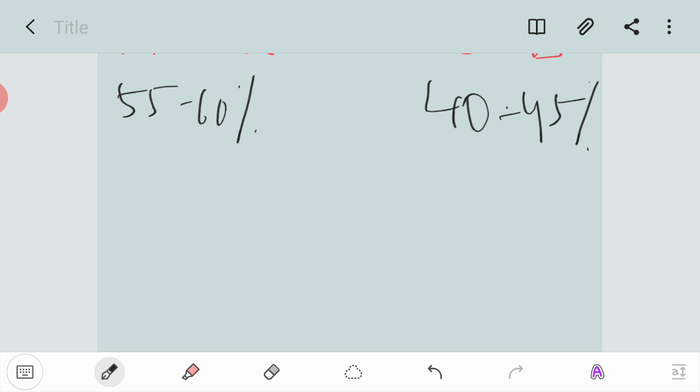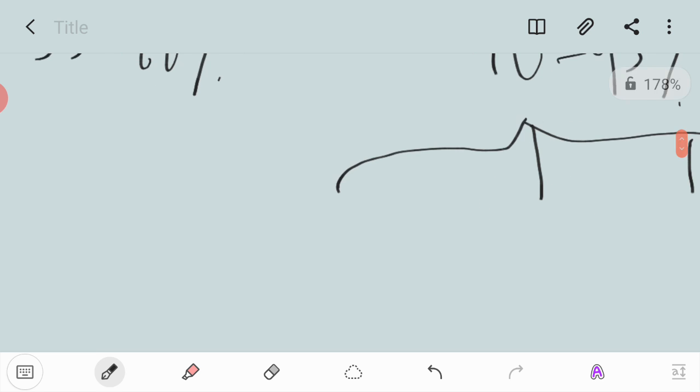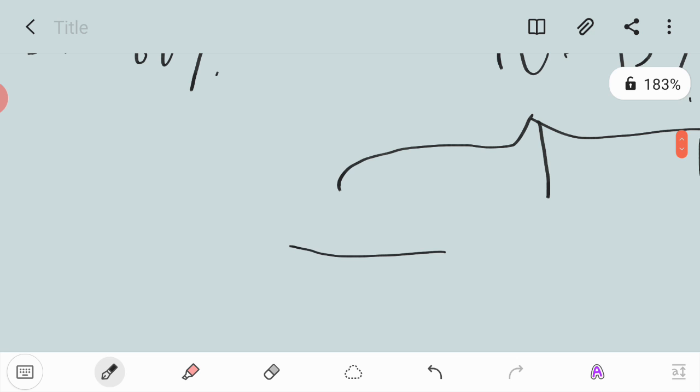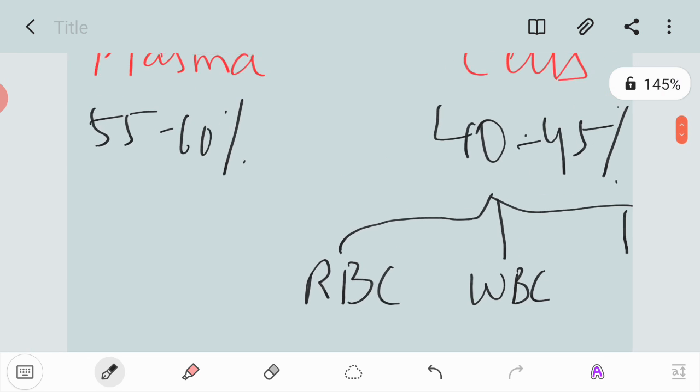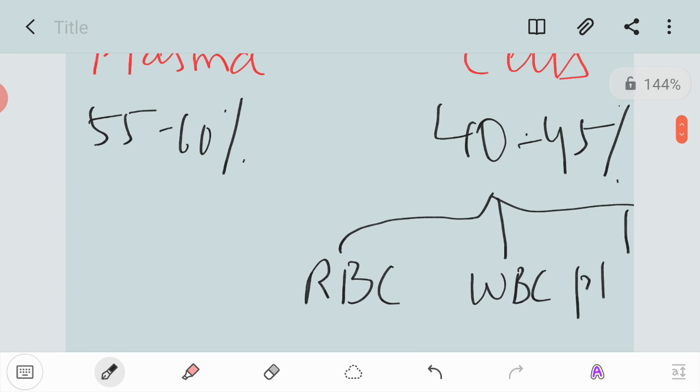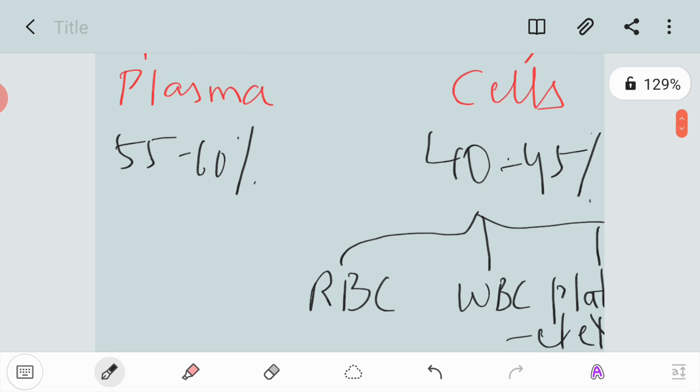And again, these blood cells are divided into three. I hope you all know, right? What are these three? Exactly. These are nothing but your RBCs, WBCs, and the last one is your platelets. I hope it is clear.